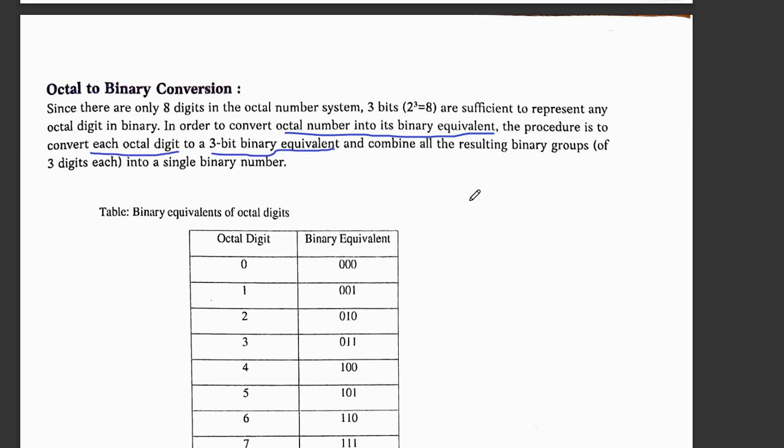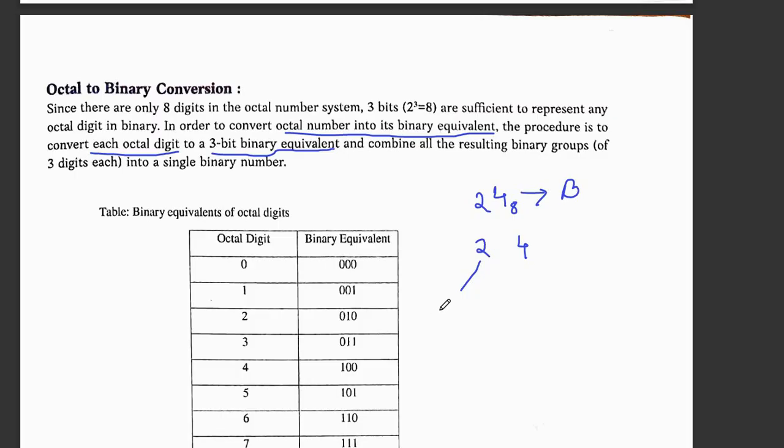Okay? Suppose here we have 24. This is the octal number. How do you know this is the octal number? Because there is 8 as base, right? If we have to convert this octal number into binary number, then what will we do? First we will take 2. We will convert 2 into its equivalent 3-digit binary number. So how will you convert 2 into its equivalent 3-digit binary number?